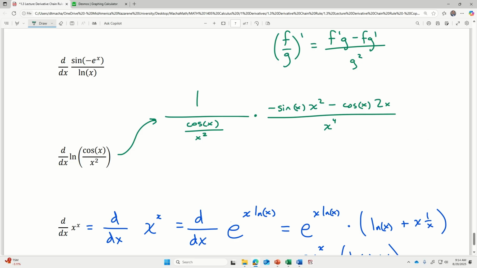And there's definitely some simplifying you can do, right? Like 1 over cosine of x divided by x squared would be the same thing as if I just flip this around. This would just be x squared divided by cosine. And then there's probably some x's you can cancel.